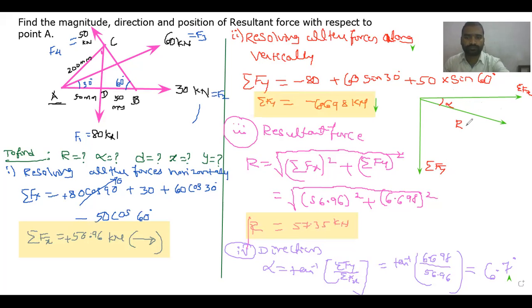Next, you have found the resultant and the direction. You have to find D. In order to find D, I have to find the moment about the point A. So how to find the moment about A?